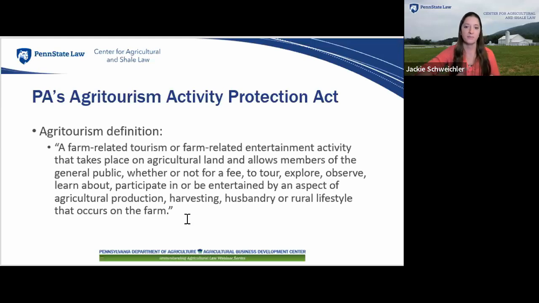And the other thing I want to point out is that it does say whether or not for a fee. And that's a sticking point for some states when they're trying to pass one of these immunity statutes, is some groups will want to only pass the statute if the farmer doesn't charge a fee, which of course, when it comes to agritourism, would make the statute worthless, because how else are you going to make money? So the whether or not for a fee is really valuable, especially when it comes to most agritourism operations.